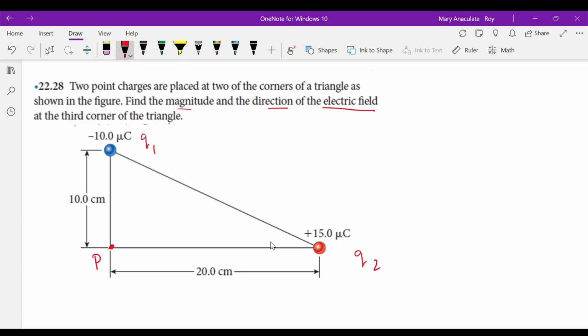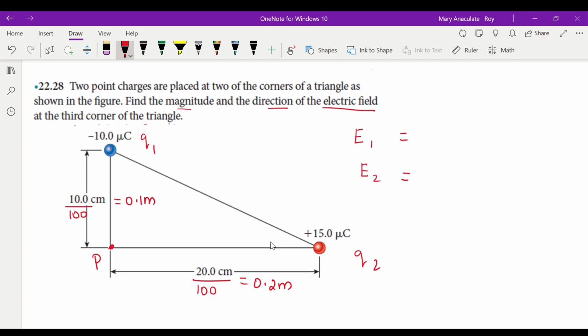Okay, as before, first step, E1 you can find and E2 you can find. Why? Because the distances are known to you. Distance between the point P and Q1 is given as 10 centimeters, and from Q2 to P is 20 centimeters. And you always have to write it in meters, so you divide by 100, it should be 0.2 meters here. This over 100 should give you 0.1 meter.